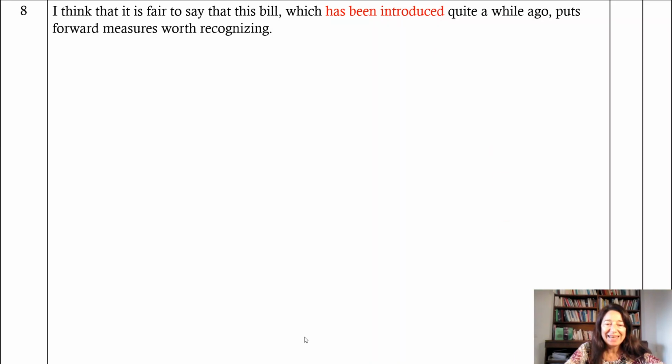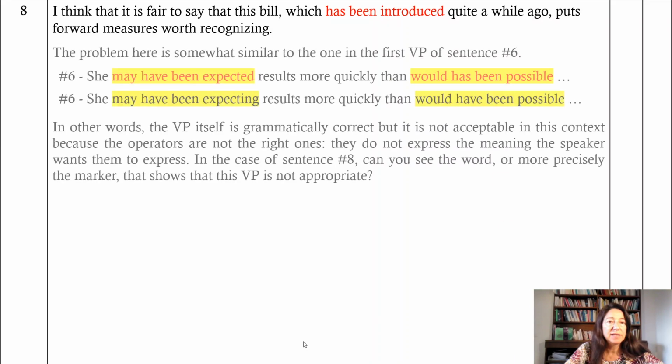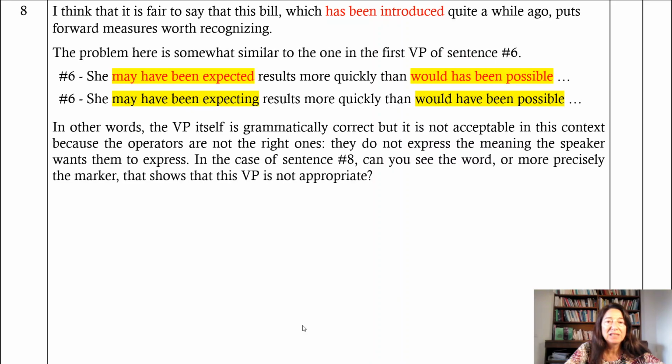Well, in this case, the marker is going to be, no, actually let me first say that we have here the same kind of problem as the one we had in sentence 6, in which the verb form in itself was correct, but the passive voice didn't make any sense with the rest of the sentence, and we had to switch to the be plus ing form.